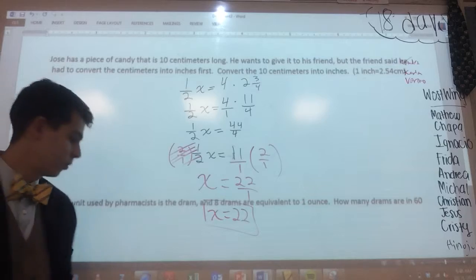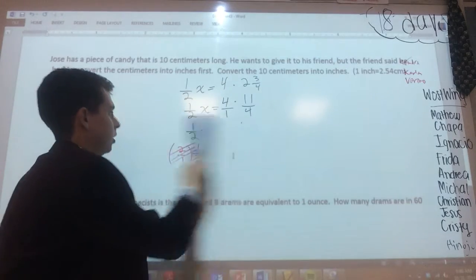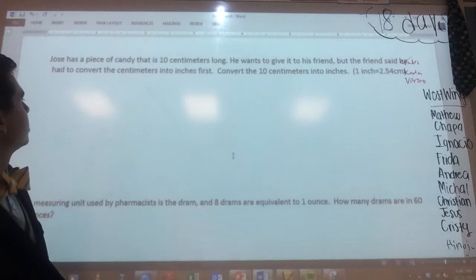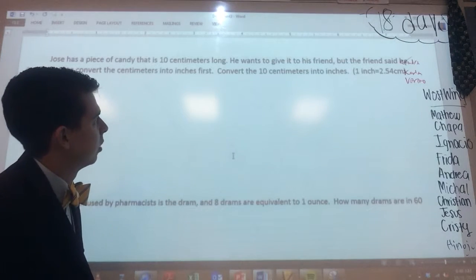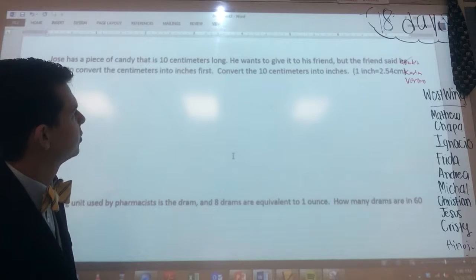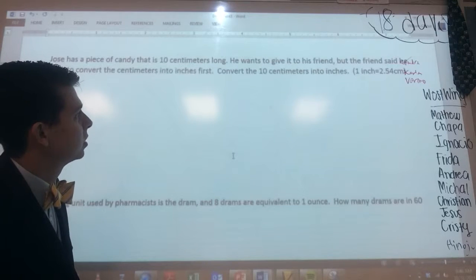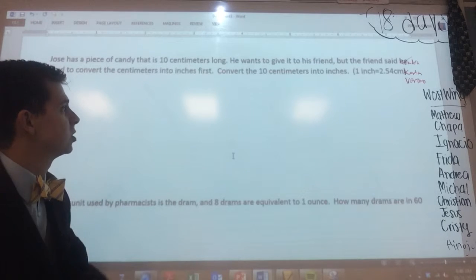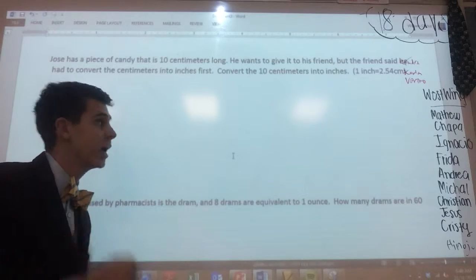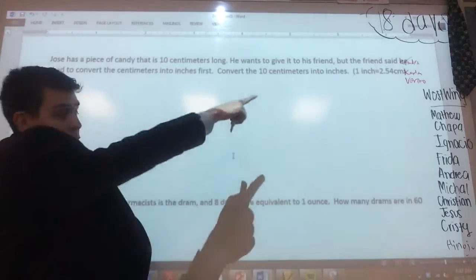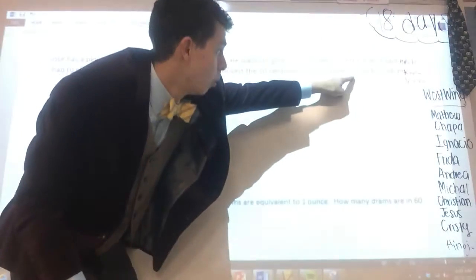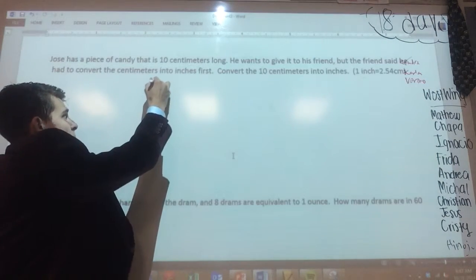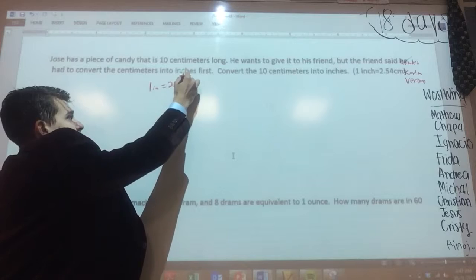Okay, now these are important because these include conversions. And this right here is the homework problem. Jose has a piece of candy that is 10 centimeters long. He wants to give it to his friend, but the friend said he had to convert the centimeters into inches first. Convert the 10 centimeters into inches. Okay, and we're given, this is important information right here. 1 inch is equal to 2.54 centimeters.